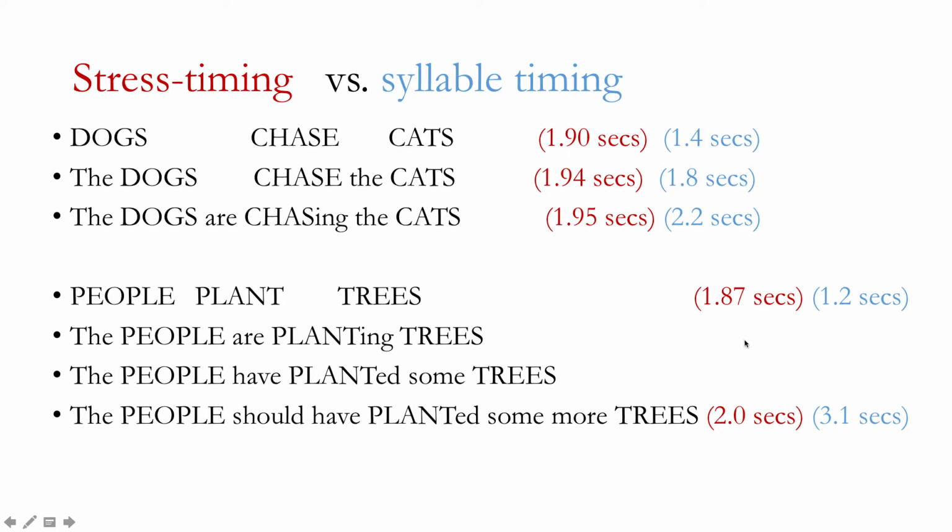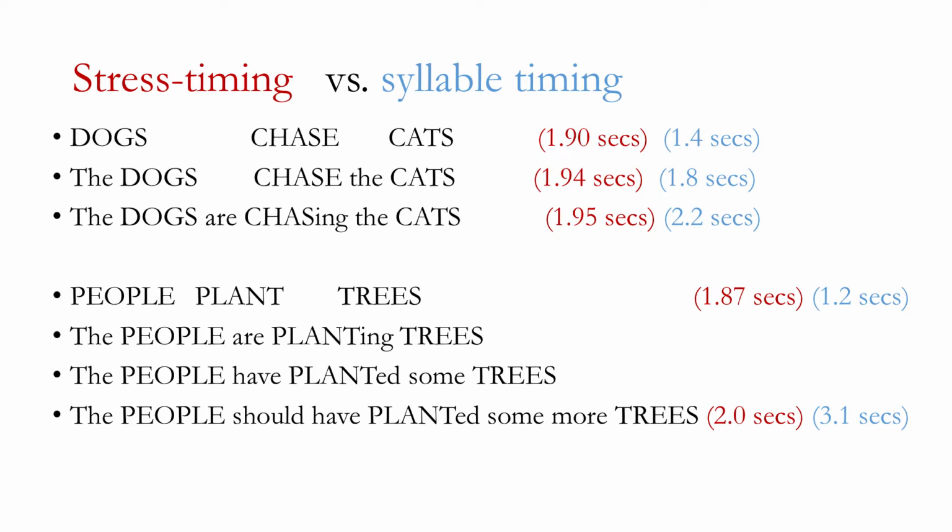It's 3 beats long. "The people should have planted some more trees." I've got to squeeze a lot more in. I've got 3 unstressed syllables here, 2 there, or 3 there. So that took me a little bit longer, 2.0 seconds, but it wasn't very drastic. However, if I say this as a Chinese learner of English would, or a Spanish learner of English, "people plant trees. The people should have planted some more trees."